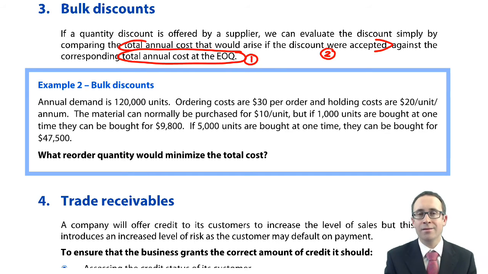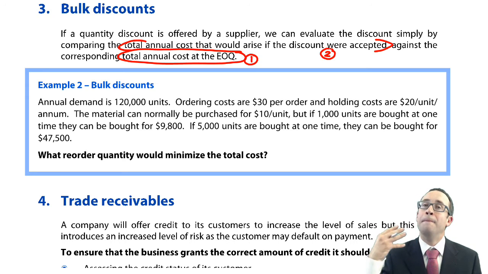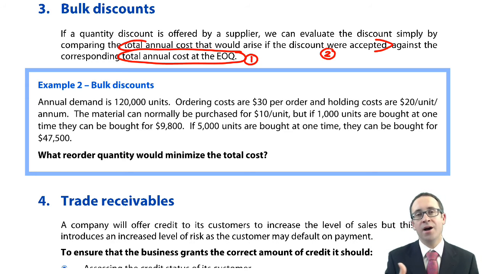So let's pull that together with example number 2. They're looking at bulk discounts, and it wants us to look at what reorder quantity would minimize the total cost. Now normally your economic order quantity minimizes your total cost, doesn't it? But don't forget, now we're considering bulk discounts, so we need to factor that into our analysis. So let's ignore bulk discounts for now.